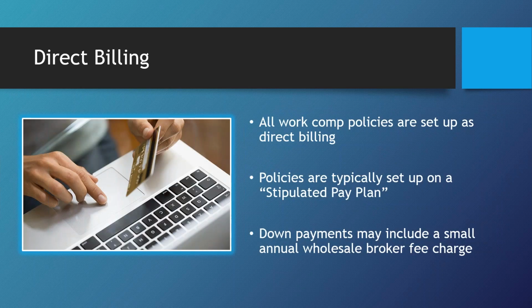Okay, and moving on to direct billing. All work comp policies are set up on direct bill, so the insured will be making payments directly to the carrier. They're set up on a stipulated pay plan, so basically it's a premium based on payroll that the insured agreed on. The policy will be divided into a down payment with an installment plan following that Caesar covered earlier. This makes it easy to tell the client they're guaranteed the same payment each month, which then produces a stable budget for them. Some policies will include a wholesale broker fee charge. When a policy has this, just pay attention to where we are requesting the down payment to be sent.